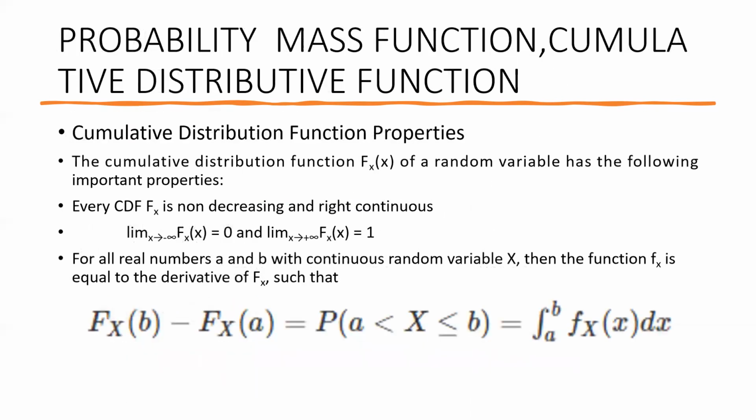Cumulative distribution function properties. The cumulative distribution function F_X(x) of a random variable has the following important properties. Every CDF F_X(x) is non-decreasing and right continuous. Limit x to minus infinity F_X(x) equals 0 and limit x to plus infinity F_X(x) equals 1. For all real numbers a and b with continuous random variable X, then the function f_X is equal to the derivative of F_X such that F_X(b) − F_X(a) = P(a < X ≤ b) = integration a to b f_X(x) dx.